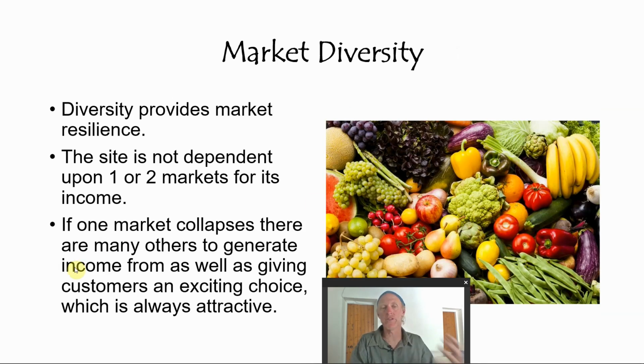And so this diversity provides market resilience. Your site is not dependent on 1 or 2 markets for its income, because as we've seen recently, certain marketplaces can collapse because they're just shut down by the government, for example. Or the demand wanes because fashion changes. And you see this in agriculture. Certain species of crop become unfashionable, and suddenly farmers can no longer sell their crops.